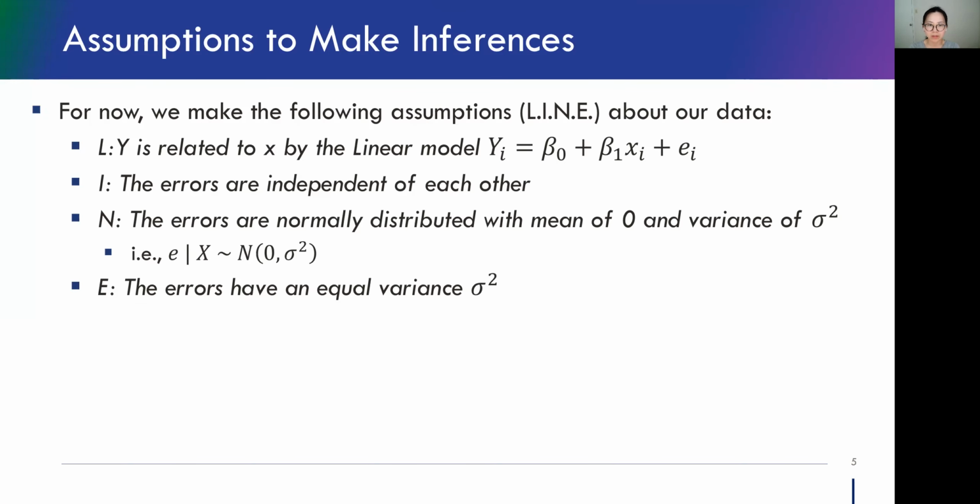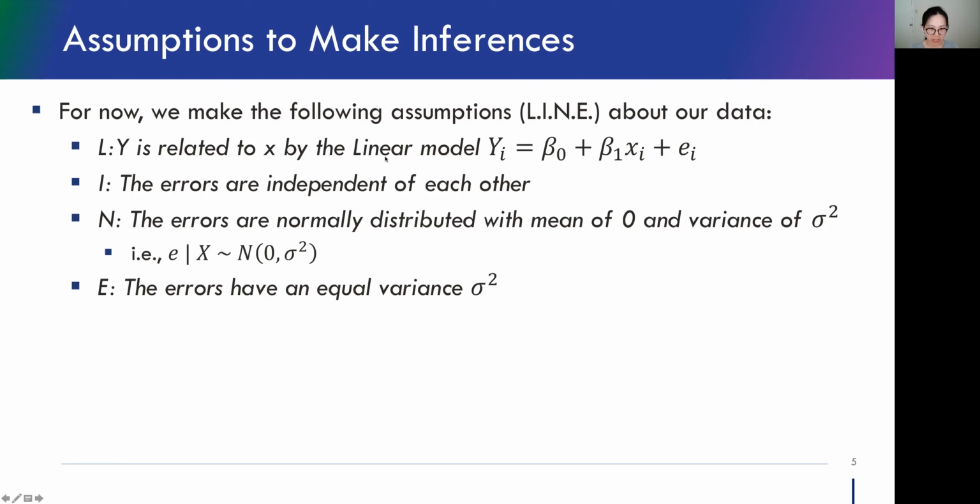Start with assumptions. In order to make the inference, we have to make some assumptions to get us going. For now, we make the following assumptions, and I use LINE to help you better remember them. Here, L means linear. L is for y is related to x by the linear model: yi equals beta 0 plus beta 1 xi plus ei.